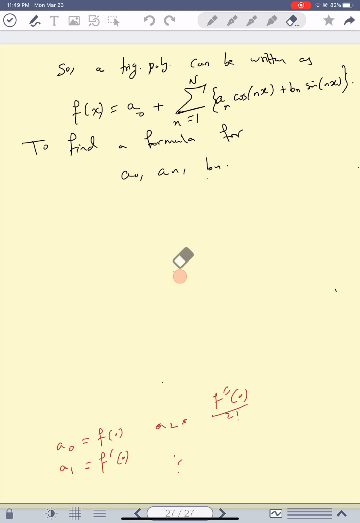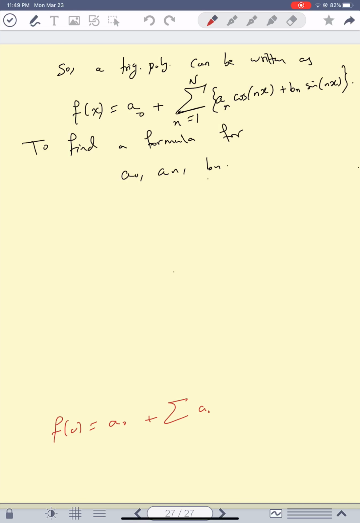For example, in the trigonometric polynomial case, if someone says, let's plug 0 into that function, so what is f of 0? It's clearly a0 plus the sum of a_n cosine 0 plus b_n sine 0. But sine 0 is 0, cosine 0 is 1. So what you're getting is a naught plus the sum of a_n. That's not a naught, and it's none of the individual a's. It's not a1, it's not a2, it's the sum. So f of 0 gives you the sum of all the a's. This is not what we want.